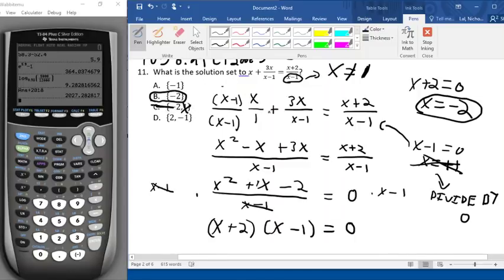X is equal to negative 2. You can also try plugging this into your calculator. That would work just fine.